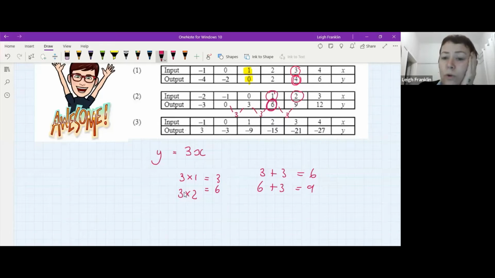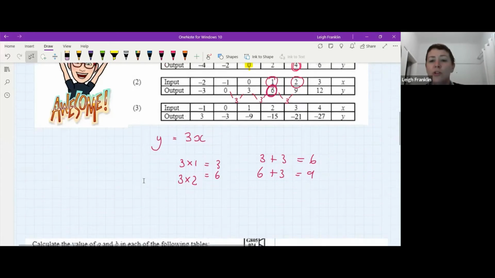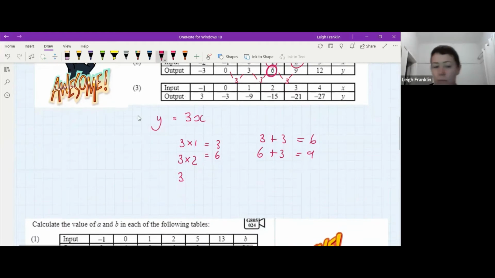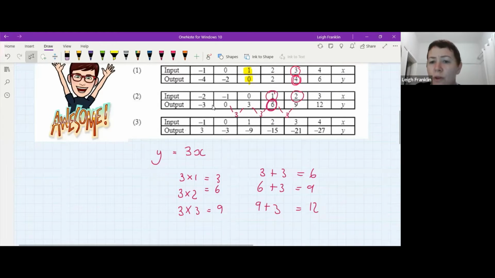Okay, so is the pattern working now? Yes. Oh, that's lovely. Why don't you test just one more? What happens when 3 goes in? What should I write here? 3 times 3, which will give you 9. Then you say 9 plus 3, which will give you 12. Okay, and that's indeed what you get over there. All right, so when 3 went in, we got 12 out.